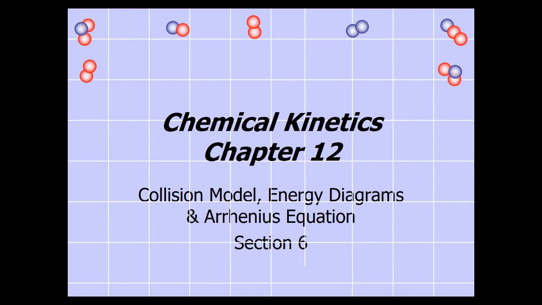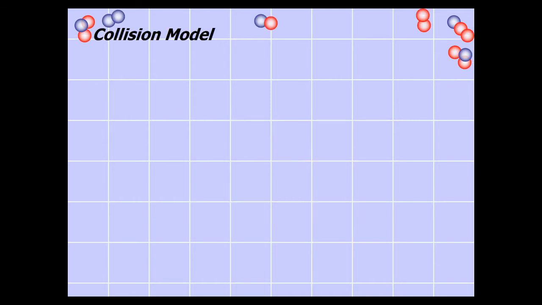All right, so we're going to wrap up our chemical kinetics chapter, and we are going to talk about section 6. We're going to look at the collision model and energy diagrams and the Arrhenius equation. Okay, so in the collision model, remember that this chapter is all about studying the factors that affect the rate of a reaction.